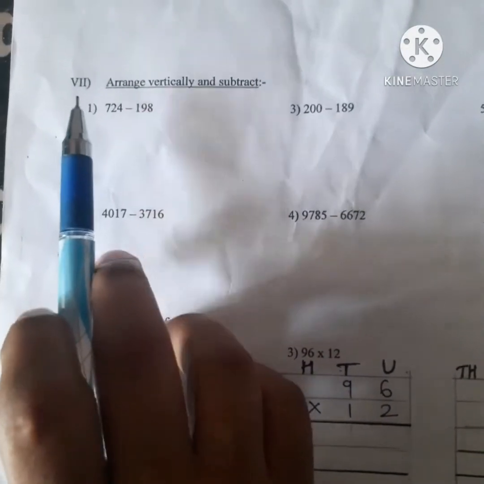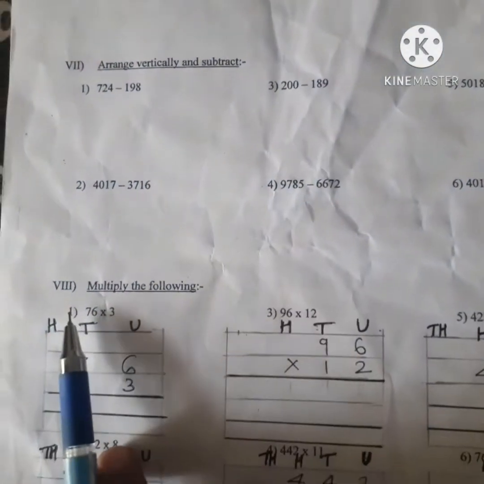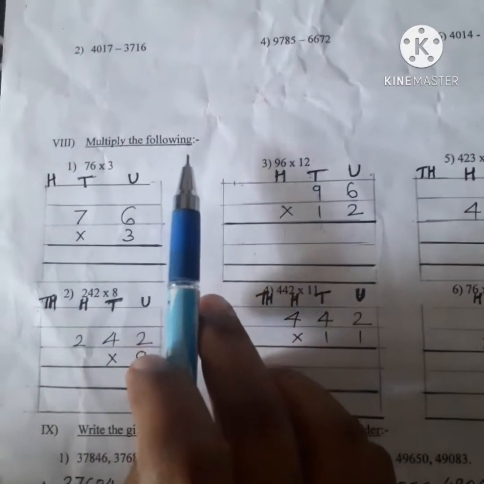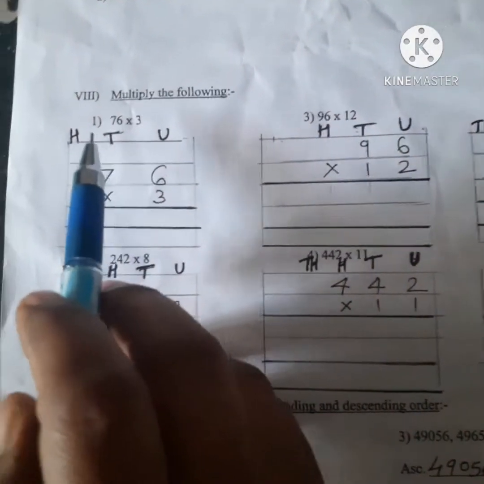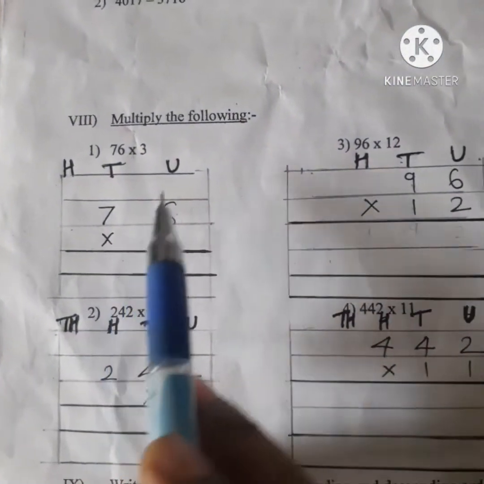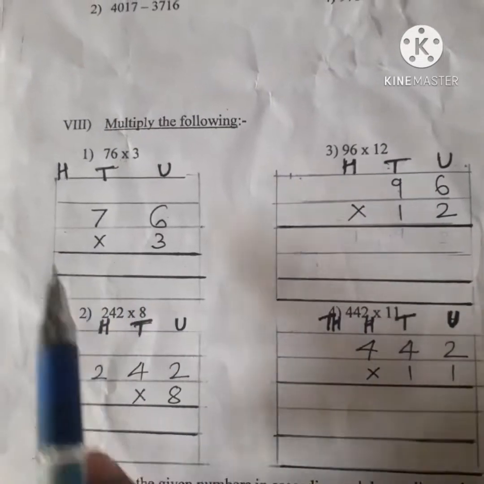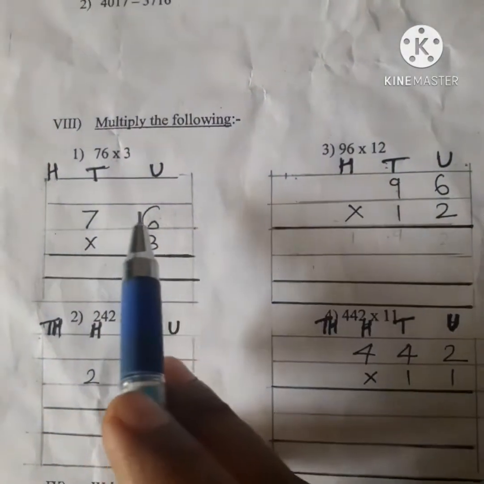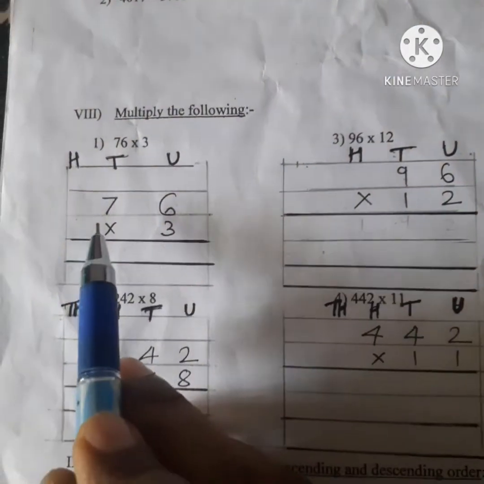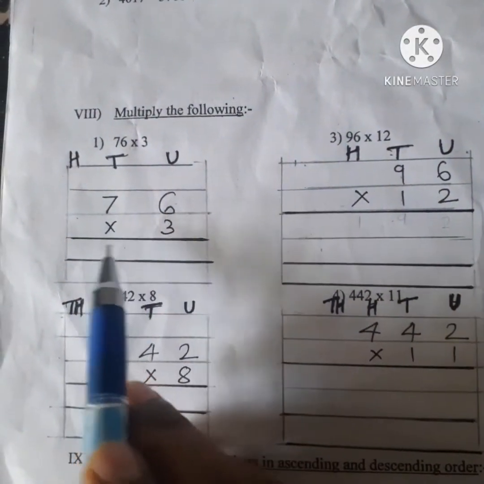After completing question number 7, we will continue with question number 8. Multiply the following. Okay, so let's start with our first question, 76 into 3. You have to draw lines so that it will be easy to do. First draw a line with pencil and scale and then start. So the first question is 76 multiplied by 3.